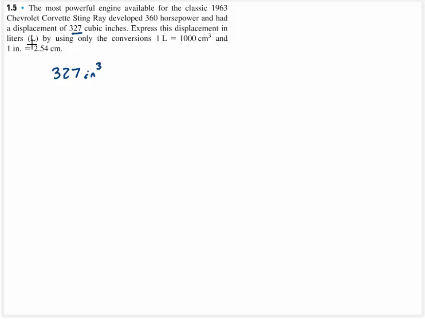And we want to express the displacement in liters, knowing that 1 liter is 1,000 cubic centimeters, and knowing that 1 inch is 2.54 centimeters. So the first thing we want to do is get rid of inches. So we want to essentially divide this by inches, and we're going to put centimeters right up on top. And we know that 1 inch is 2.54 centimeters.